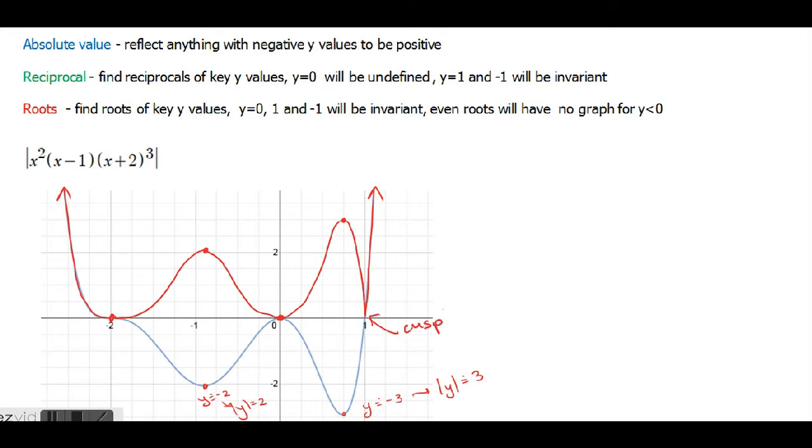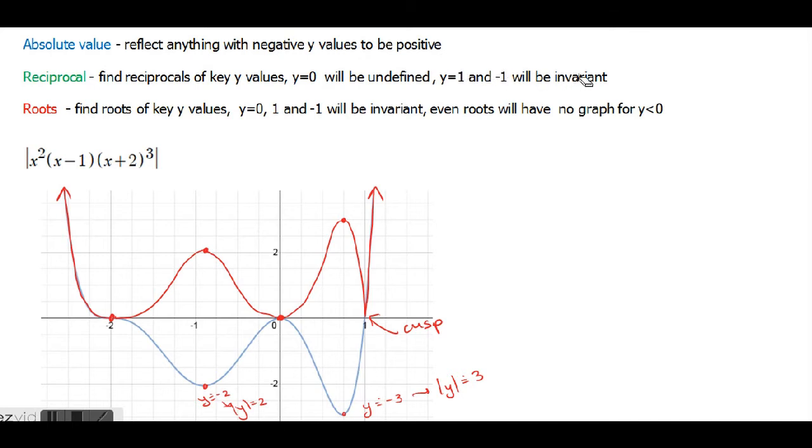All right, the next type we're going to talk about is how to do a reciprocal of a polynomial. The key thing is to flip the y values, to find the reciprocals of all the y values. When you do the reciprocal of 0, however, you'd get something undefined, which we will show with a vertical asymptote. When you reciprocate 1, it stays 1. When you reciprocate -1, it stays -1. So these points are called invariant points.